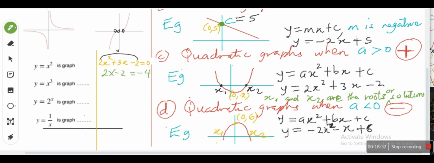The factors of 4 are 1, 2, and 4 itself. So 4 and 1. Okay, so what will be their signs?